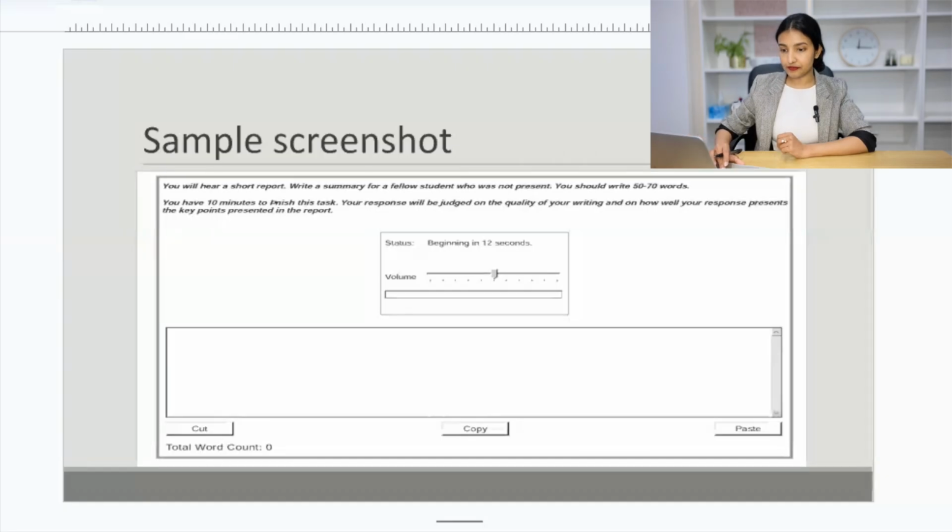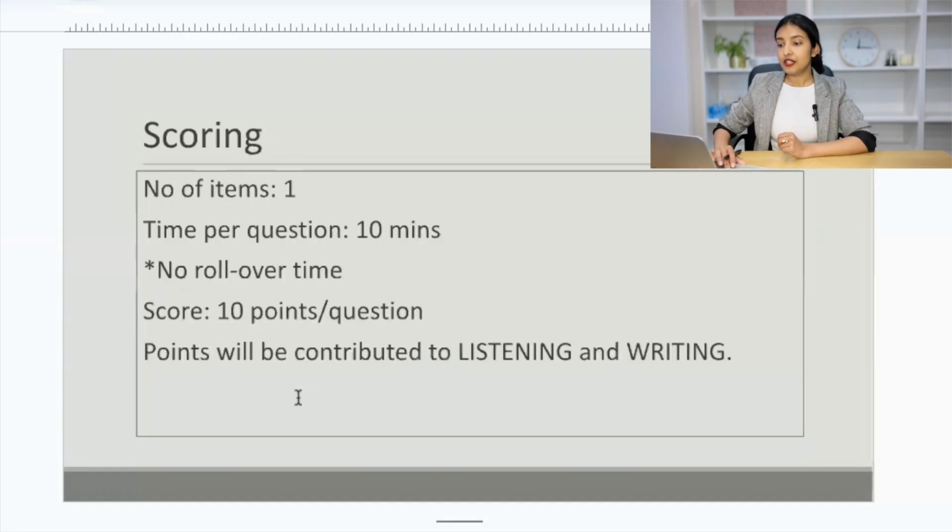Coming to the scoring criteria. You will get only one question, 10 minutes per question. There is no rollover time. That means even if you finish this summary early, let's say within 5 minutes out of 10, the remaining 5 minutes will not be added to the remaining part of listening. So there is no advantage in finishing early. Utilize the complete 10 minutes given to you.